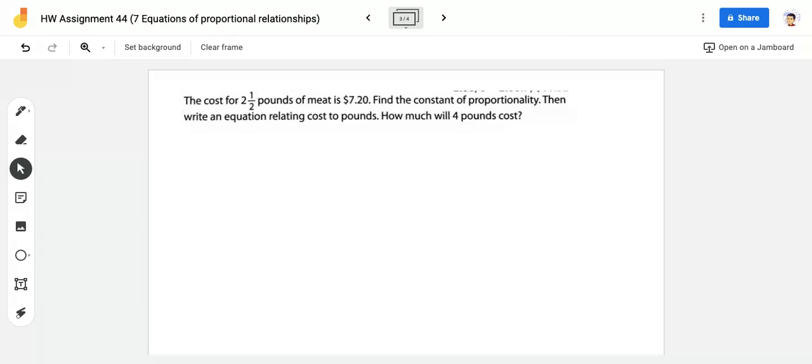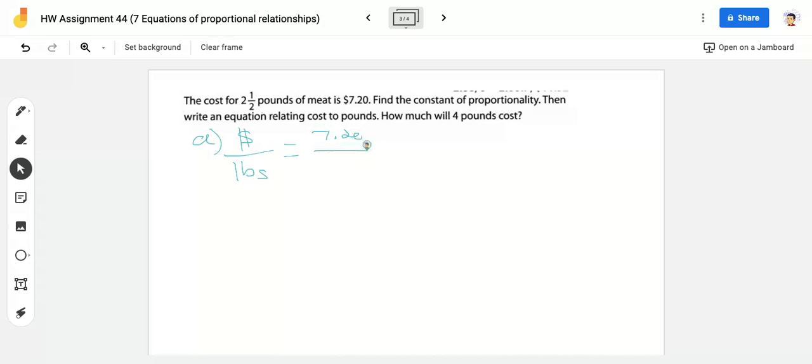Okay, so let's find out what's going on here. Looks like we're doing cost to pounds. So we're trying to figure out how much a pound of meat is going to cost. So let's go with the first part. Let's find the constant of proportionality. So what is dependent on what? So the money, I'll put it right here. So money depends on the pounds. So how much you pay depends on how many pounds of meat you buy.